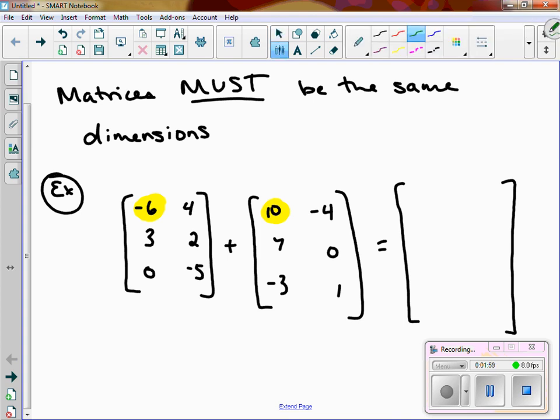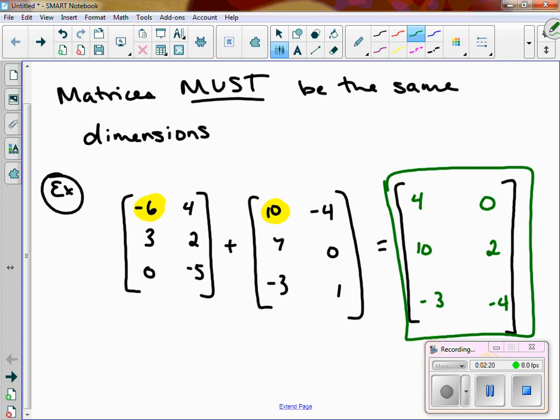So -6 plus 10 would give me 4. And you just keep going with your different elements until you are finished with your matrix. So as you guys can see here, this right here would be my final answer.